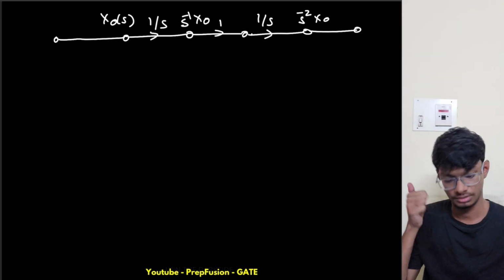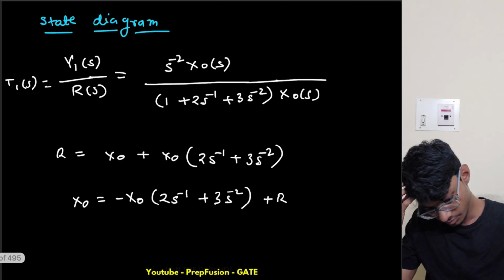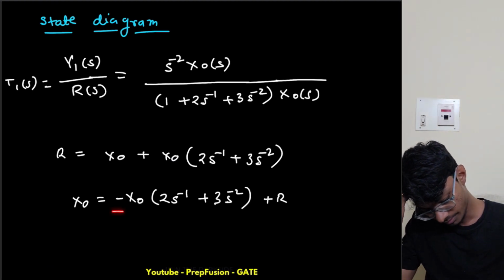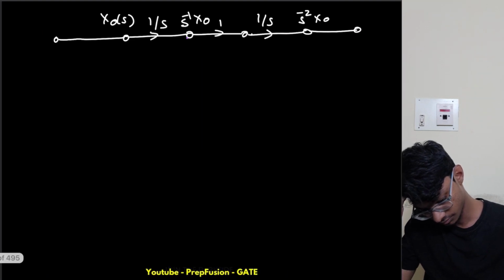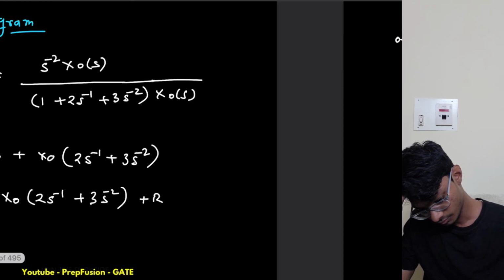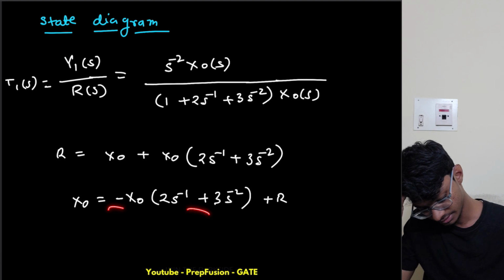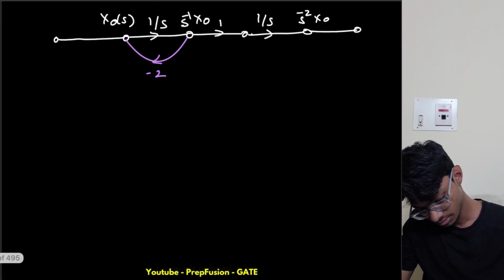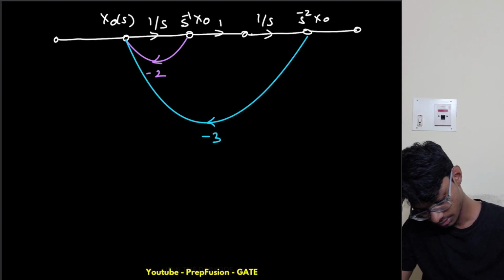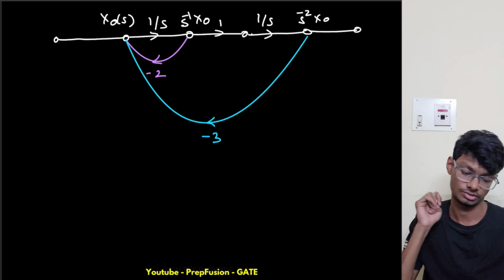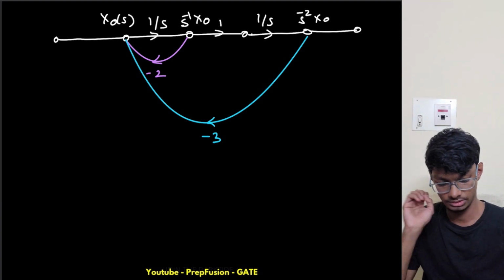So right now what will happen? Basically what we will do is multiply minus 2 with s inverse x of s to get xo. So this will be minus 2 only. Now what else we have to do? We have to multiply minus 3 into s inverse x of s, so I take a different color: minus 3 into s inverse x of s to the power minus 2 x of s. Okay, so this is basically my state diagram.